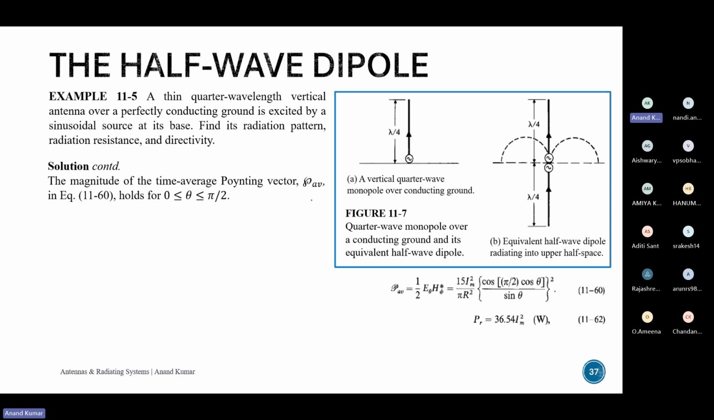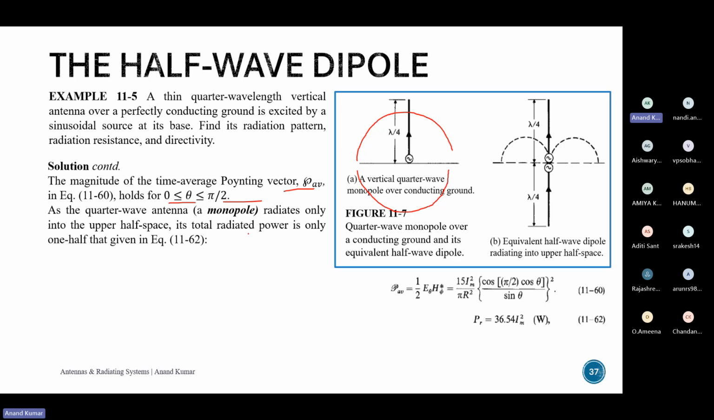Now the Poynting vector average only holds true for 0 to pi by 2. So only in the upper half. In the lower half, we have no radiation, as this is a monopole.